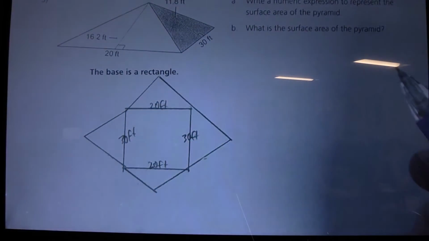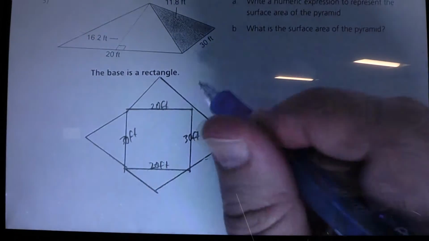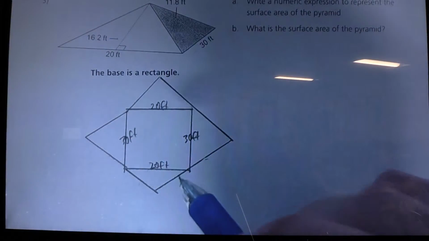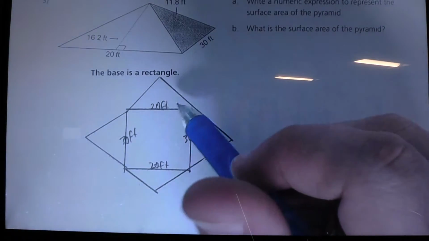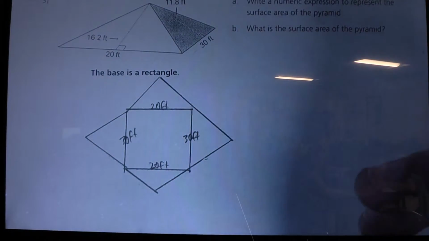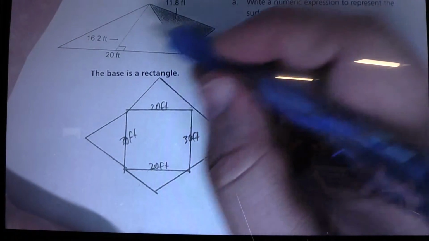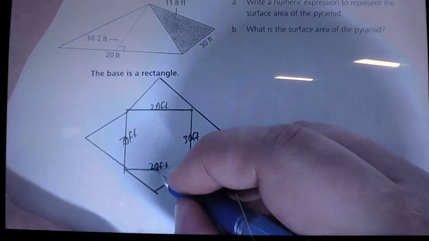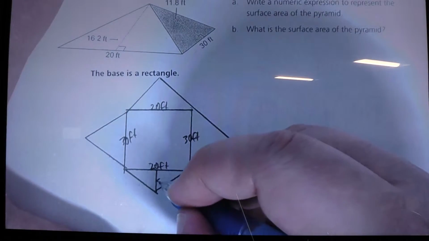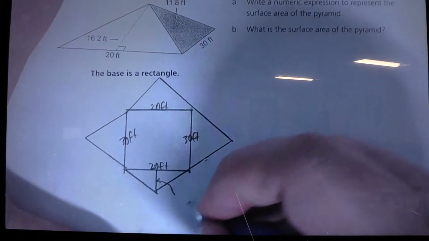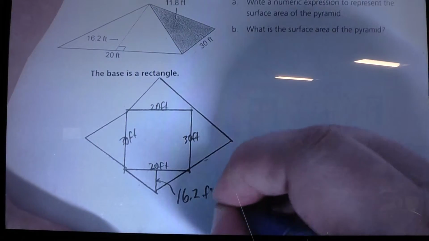And that's important to know, not just to find the surface area of the base, but also I need to know the base of these triangles in order to find their surface area. And the height, it tells us on this side, these triangles are 16.2 feet high.